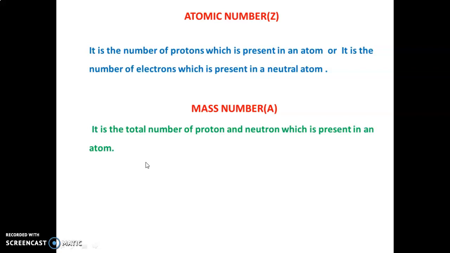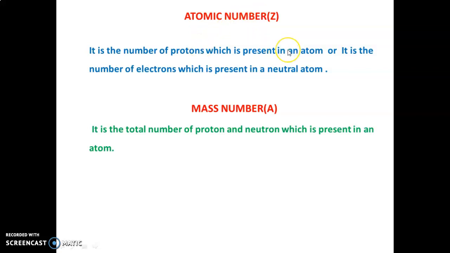Inside the atom, that is in the nucleus, protons and neutrons are present. The total number of protons and neutrons is called the mass number. These two terms you must remember. Atomic number is the total number of protons present in an atom.